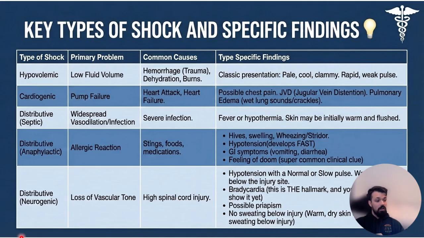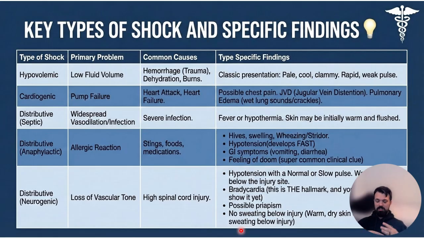Let's see here. And the third one you may see is neurogenic. Neurogenic is usually a high spinal cord injury. You have hypotension, low blood pressure, or with a normal or slow pulse below the injury, okay? That should say hypertension. I gotta change that, but that should say hypertension. Okay, so you'll probably see something along the lines of high blood pressure, low pulse. Okay, high blood pressure and low pulse are very common with neurogenic injuries, brain trauma, etc. High spinal cord injuries. You may see bradycardia. This is the hallmark. It may not show yet, but it could be there.